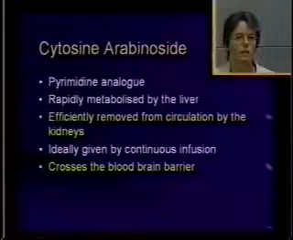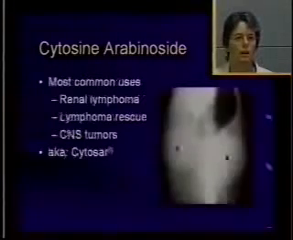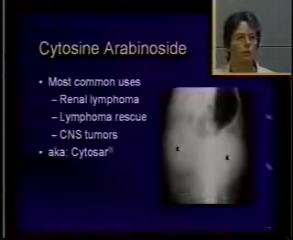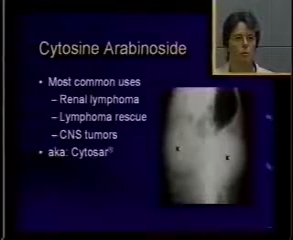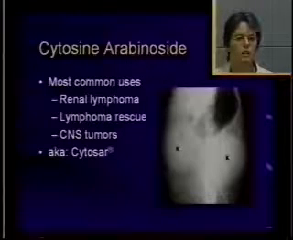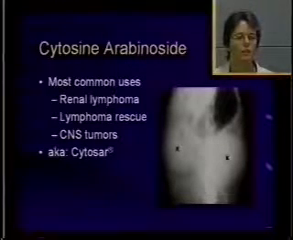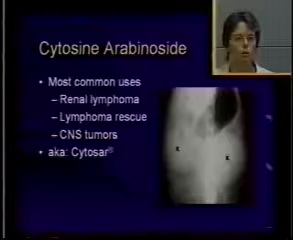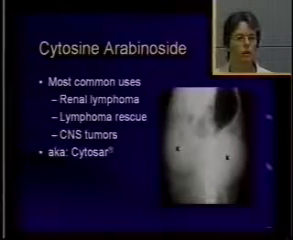One of the unique things about this drug is that it does cross the blood-brain barrier, and because of this, it is commonly used for central nervous system tumors. Also, because it is so efficiently removed from circulation by the kidneys, it is a common part of protocols that are used to treat renal lymphoma, as well as for lymphoma rescue protocols.